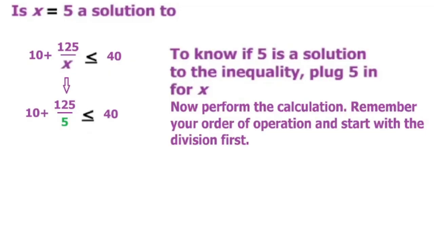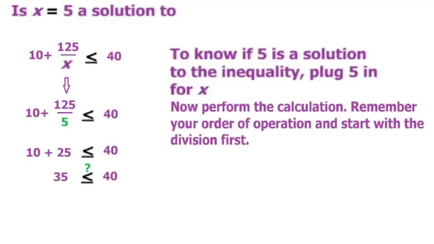So 10 plus 125 over 5. If you calculate 125 over 5, it equals 25. So now on this side, we have 10 plus 25. When you add that up, we get 35. Is 35 less than or equal to 40? That's what you need to ask yourself.